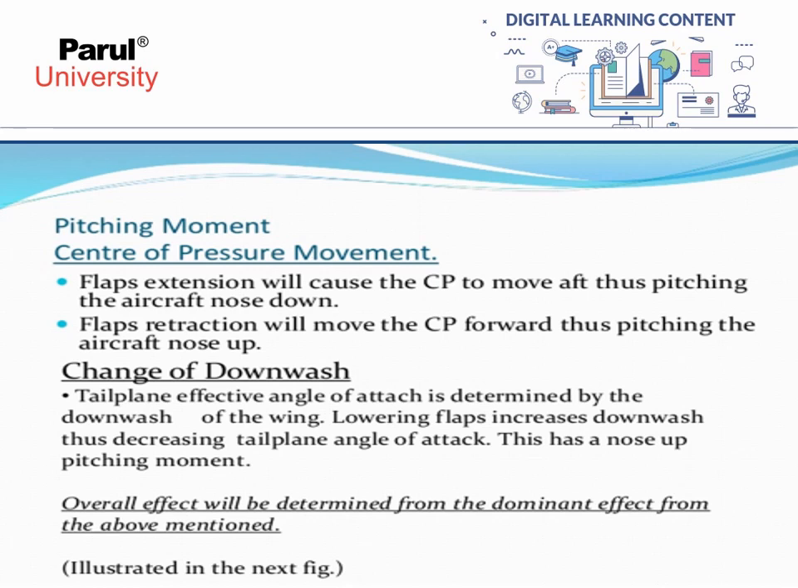The change of downwash is nothing but the tail plane effective angle of attack, which is determined by the downwash of the wing. Lowering flaps increases downwash, thus decreasing the tail plane angle of attack. This has a nose up pitching moment. The overall effect will be determined by the dominant effect from the above mentioned. This is stated in the next figure, right?